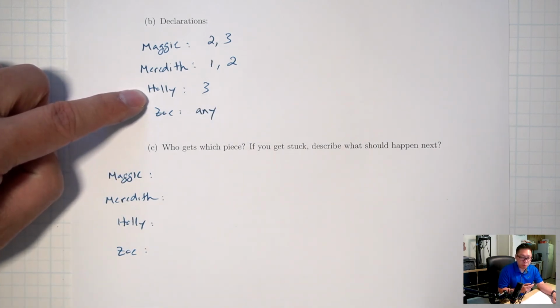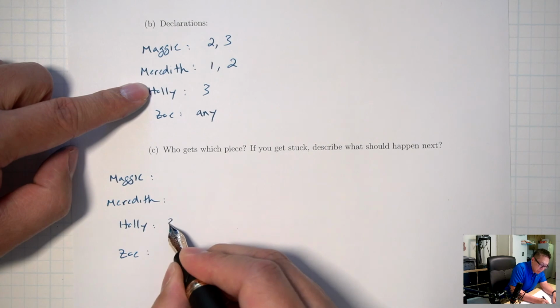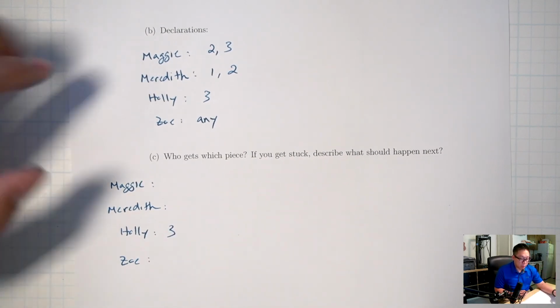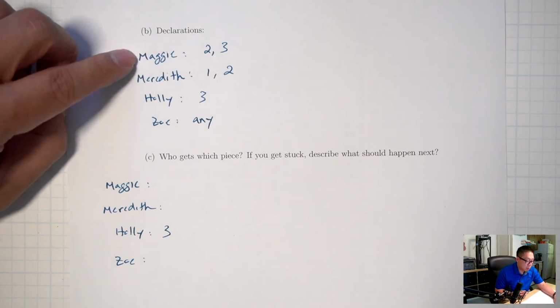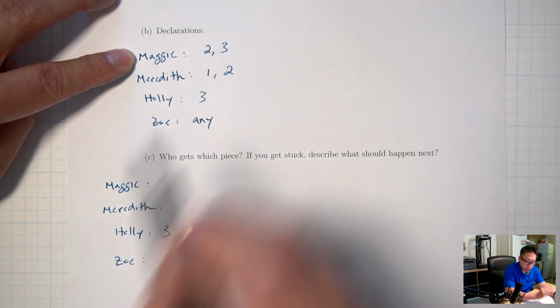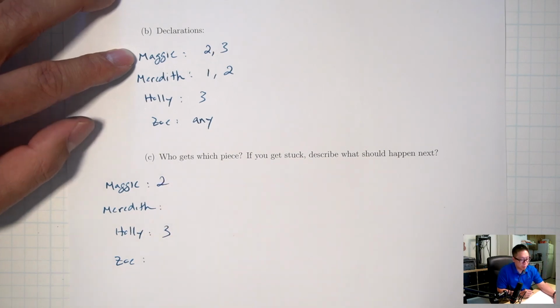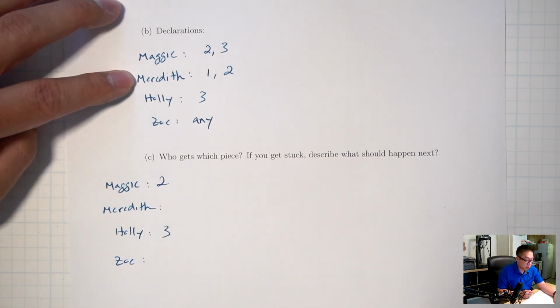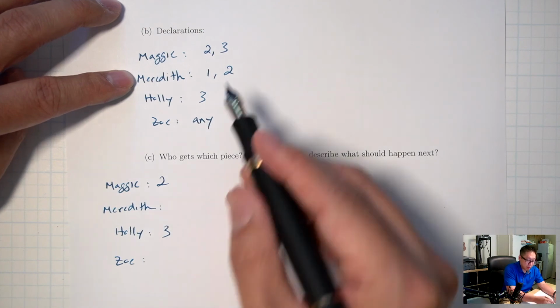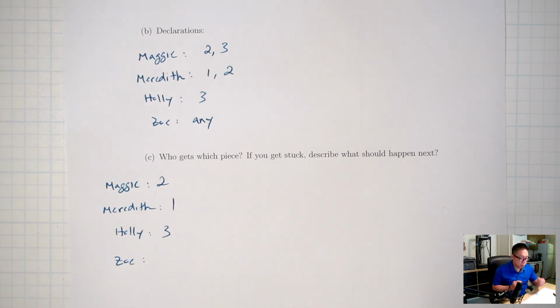So for this to work, for everybody to be happy, for Holly to be happy, we have to give her 3. Maggie and Meredith, it doesn't matter who you go with next. Let's go with Maggie. Maggie likes 2 or 3, but we already gave 3 to Holly, which means we have to give Maggie 2. Next up is Meredith. Meredith likes 1 or 2. 2 we already gave to Maggie, so we have to give Meredith 1. And then Zoe likes anything, so give her whatever's left. So what's left? 4.